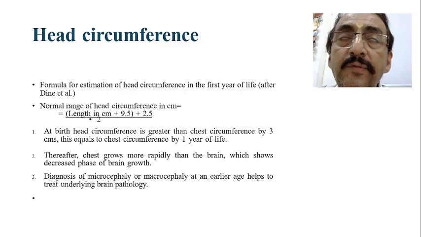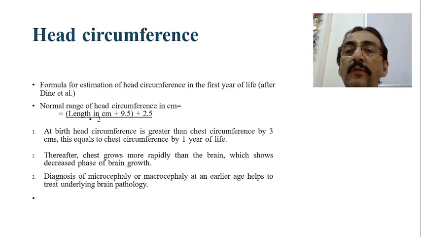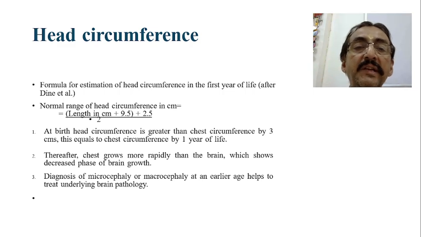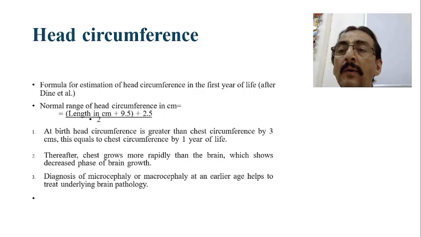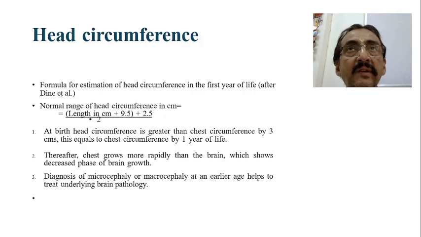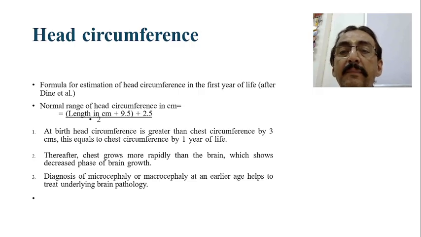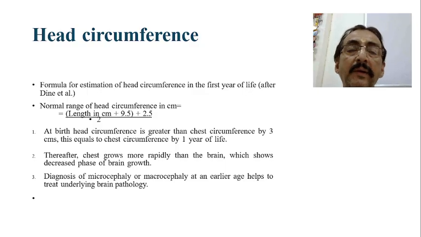Now you can use one formula if you want. The formula for estimation of head circumference in the first year of life can be calculated by this particular formula, given by Dene et al. The normal range of head circumference in centimeter is equal to length in centimeter plus 9.5, plus or minus 2.5, divided by 2. This formula can be used.